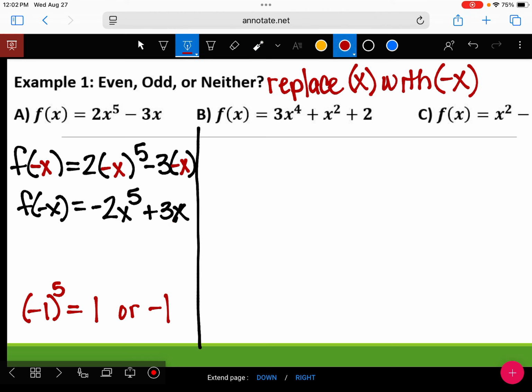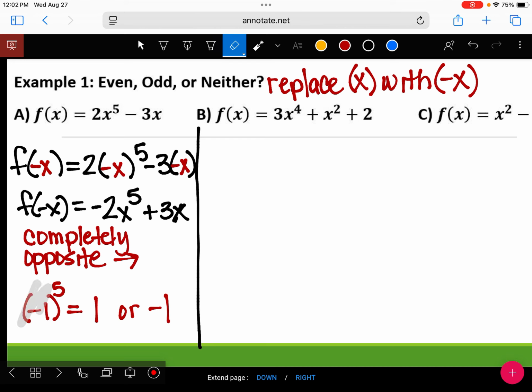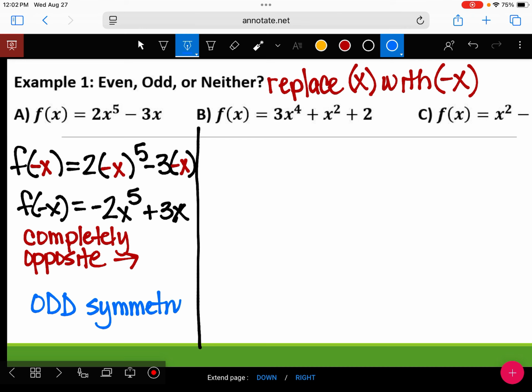Because the equation is completely opposite, that means that this has odd symmetry. It has to be completely opposite. It can't be half opposite, it has to be completely.